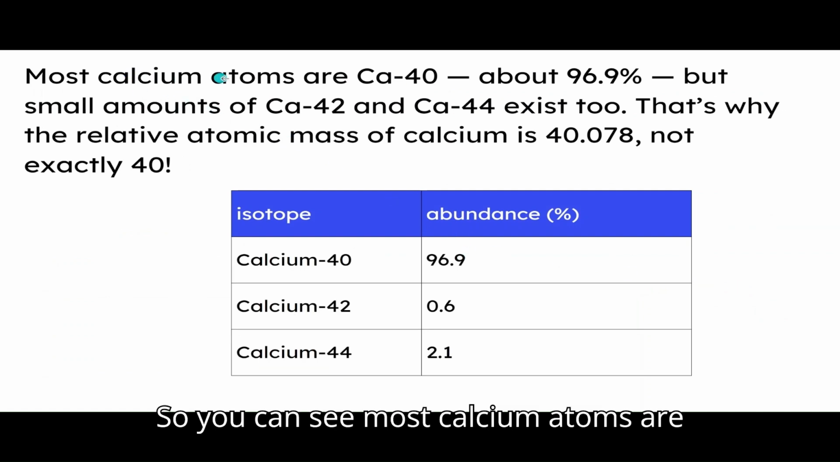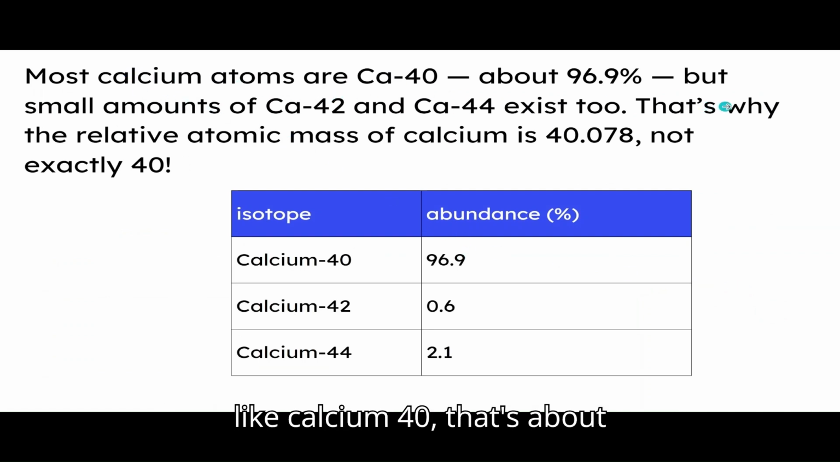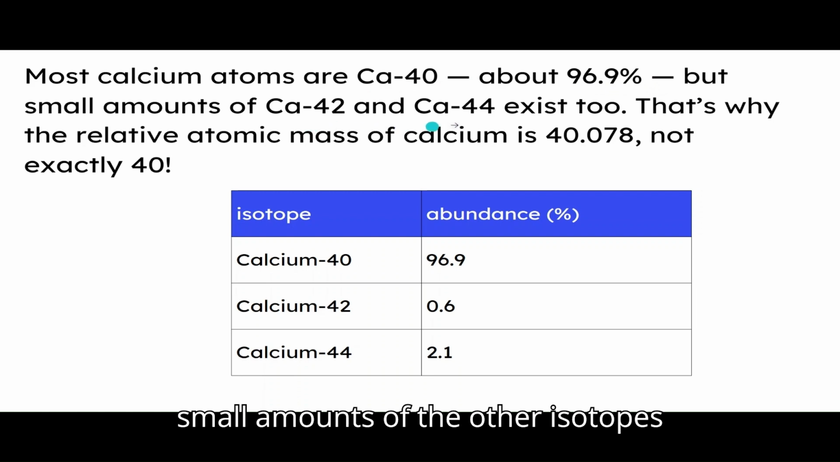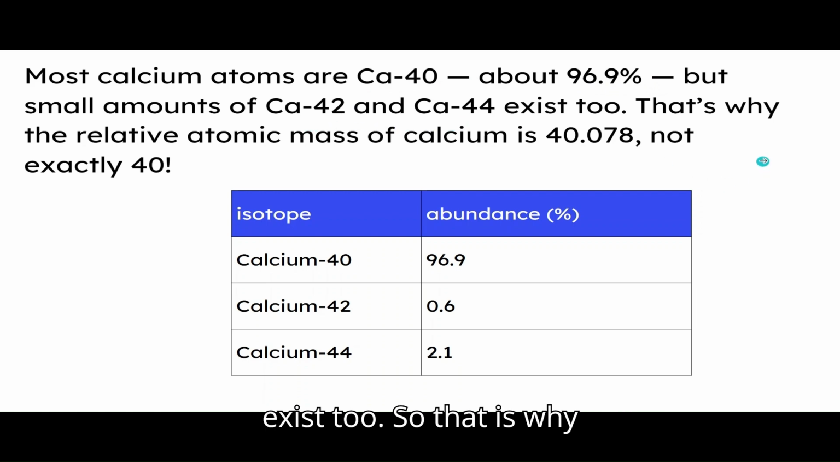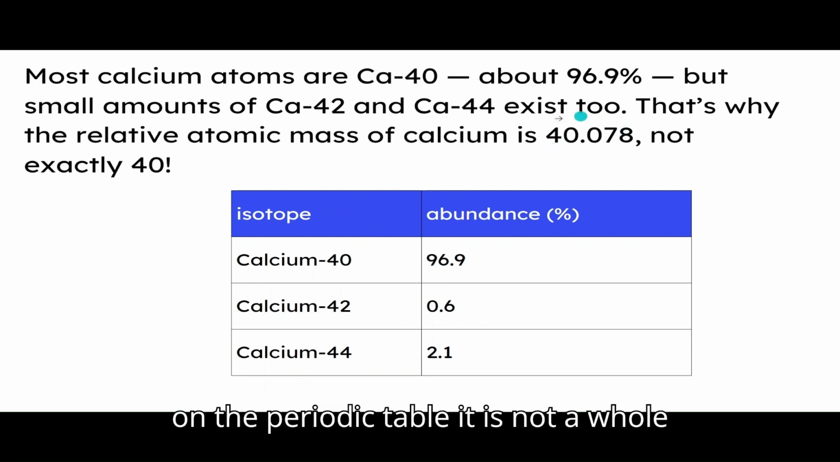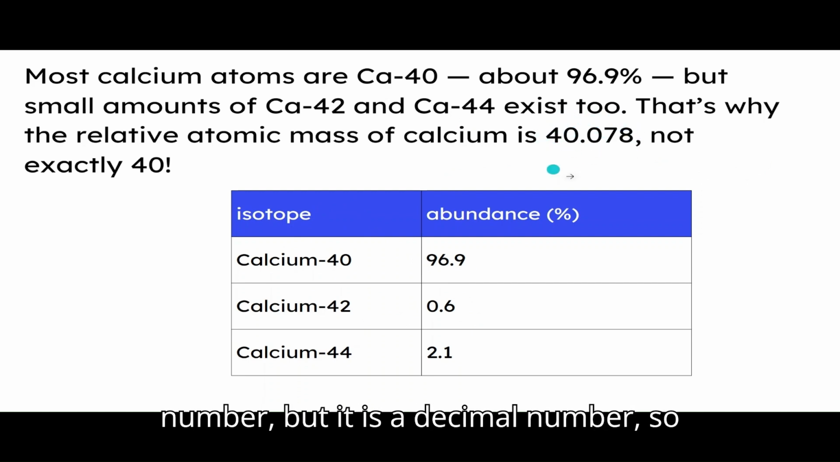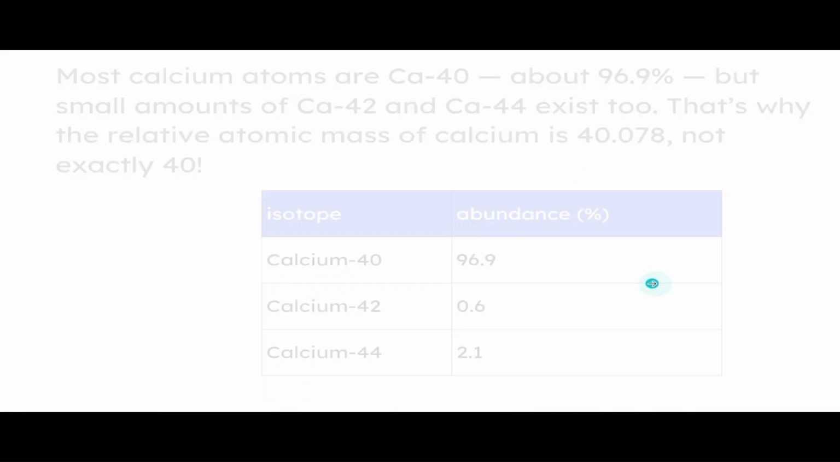So you can see most calcium atoms are calcium 40, that's about 96.9%, but small amounts of the other isotopes exist too. So that is why on the periodic table, it is not a whole number, but a decimal number. So it's not exactly 40.